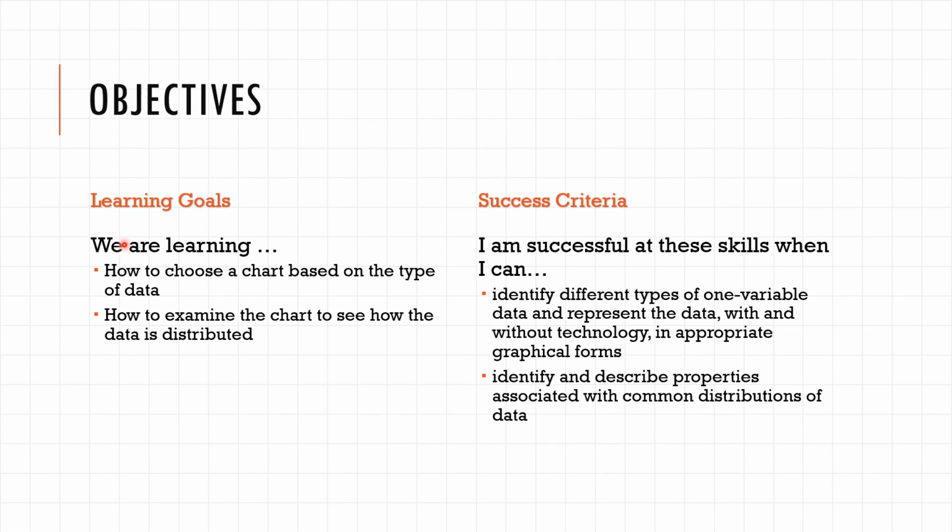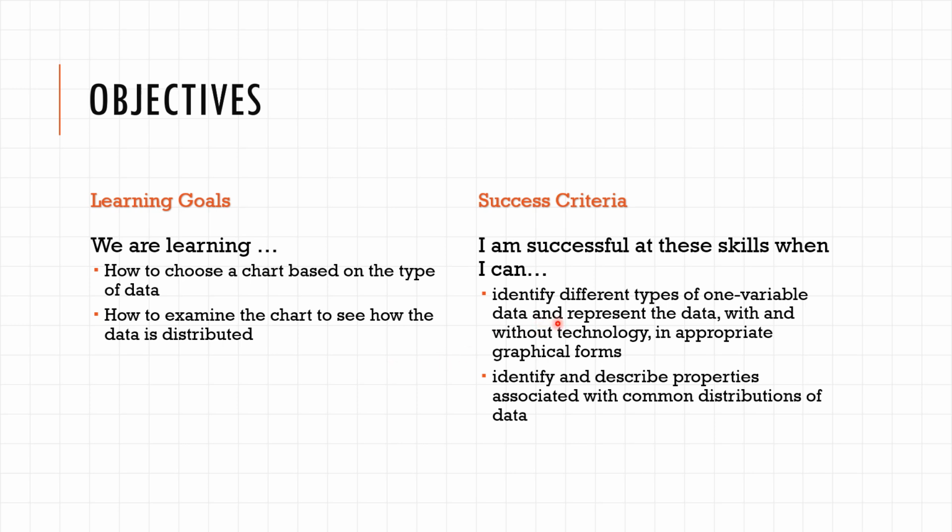So today we're learning how to choose a chart based on what kind of data is in front of you. And we're also going to learn how to look at that chart, examine it, and figure out how our data is actually distributed. Is it all evenly distributed? Are some data points occurring more frequently than others? And what could we learn from that?